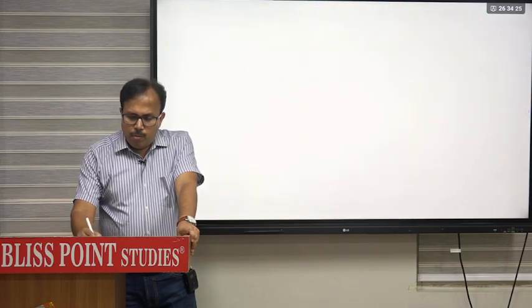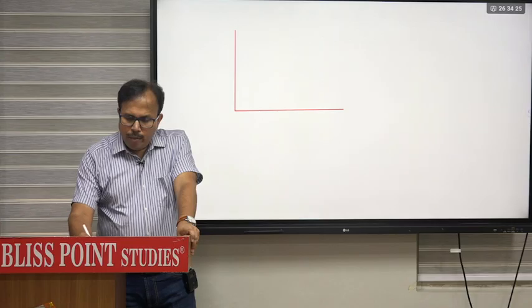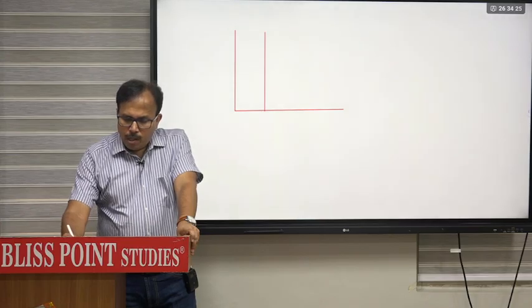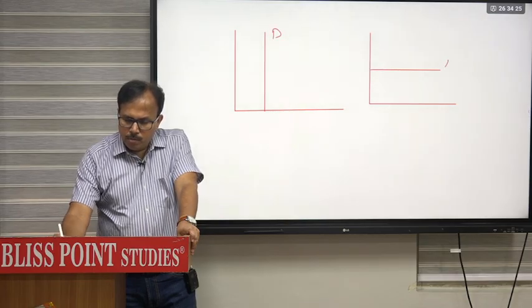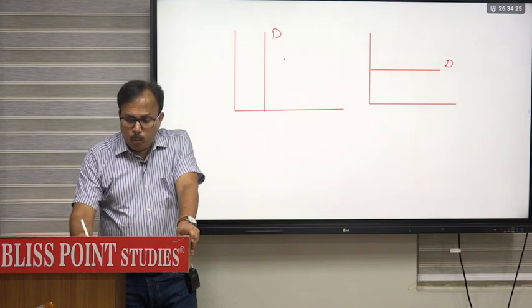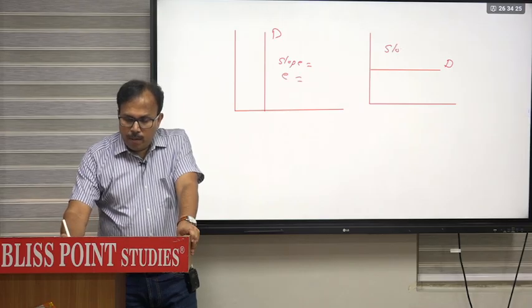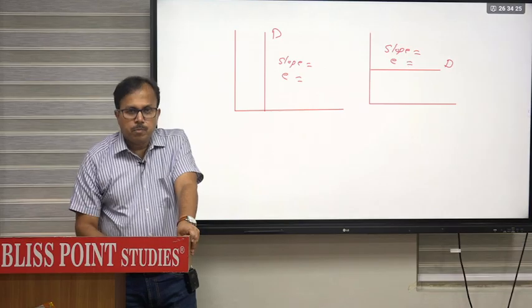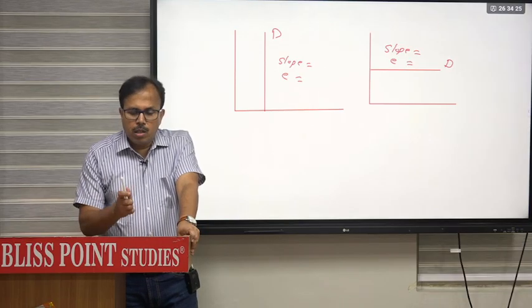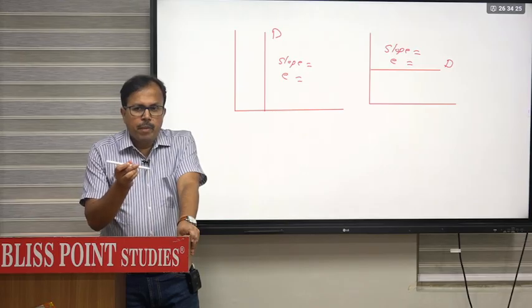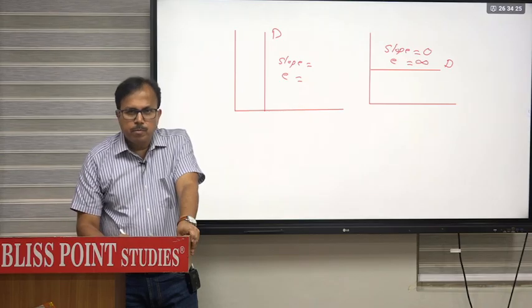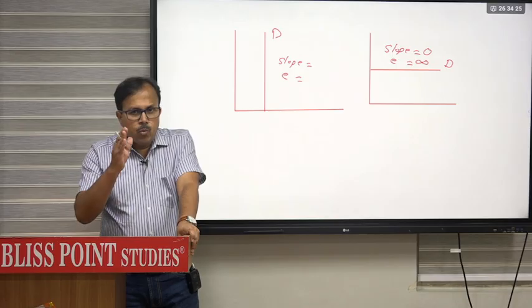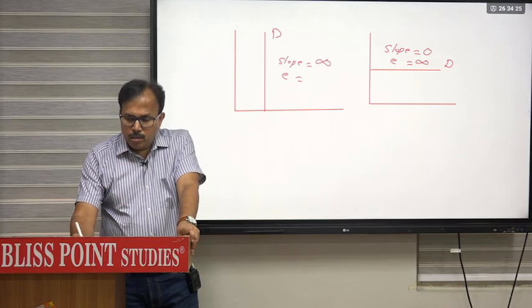So if I give you two extreme cases, one where it is a vertical line and the other where it is a horizontal line. These are the two demand curves. So for a vertical line, what is the slope and how much is elasticity? And for a horizontal line, what is the slope and what is elasticity? If the line is horizontal, then slope is 0. So when slope is 0, elasticity will be infinite. When line is vertical, slope is infinite, elasticity will be 0.